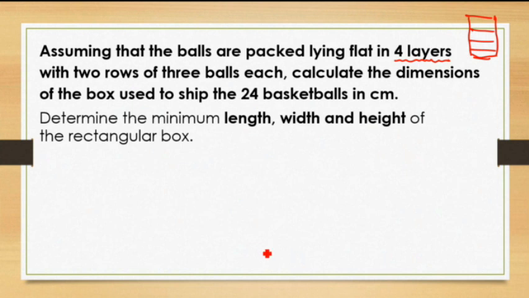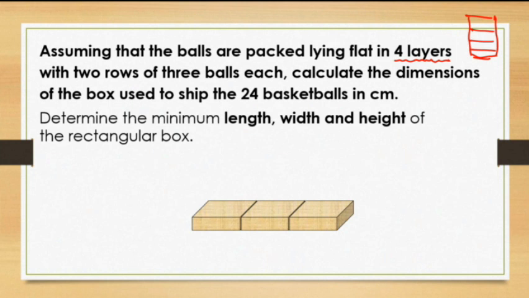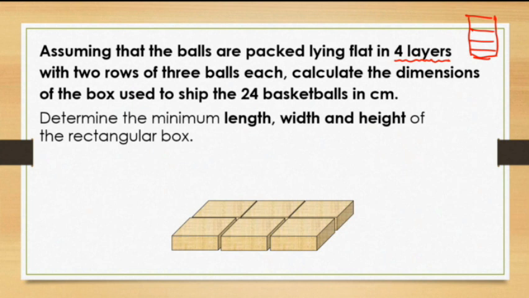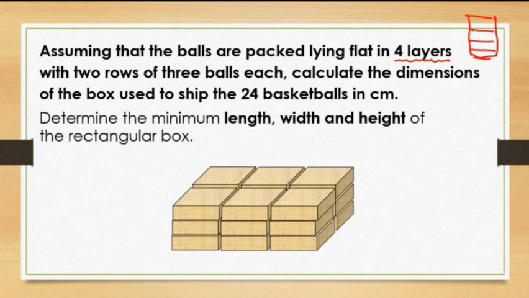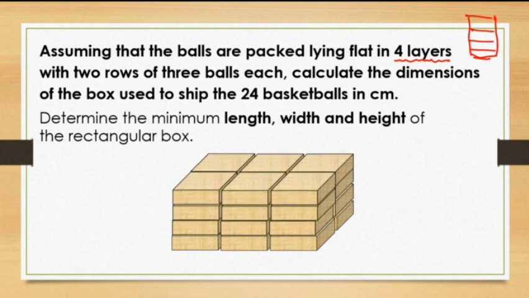So let's go. Now, there are my 3 rectangular boxes, and we need 2 rows, so we're adding another row. Now, remember that we have to make 4 layers on top of this. So we have to do 4 layers. So that's 1, 2, 3, 4. So there we go.